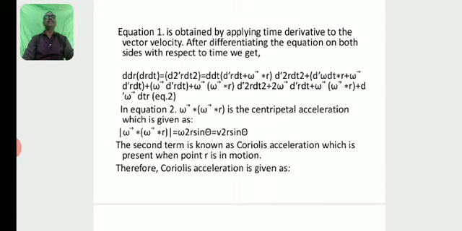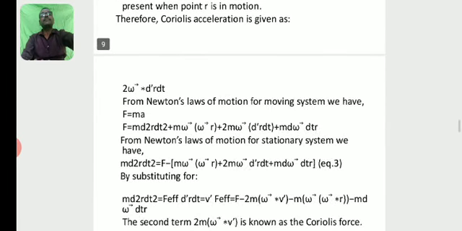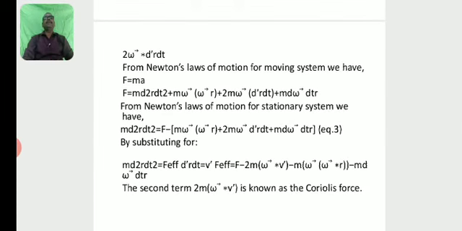cross r is the centripetal acceleration, which is given by omega square r sin theta, which is equal to v square r sin theta. The second term is known as Coriolis acceleration, which is present when point r is in motion. Therefore, Coriolis acceleration is given as 2 omega vector cross d dash r by dt.